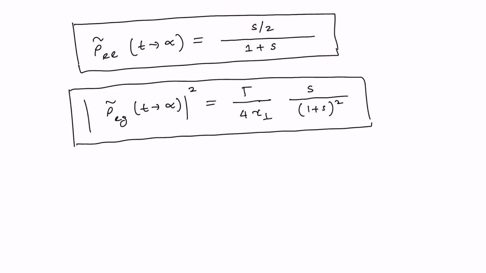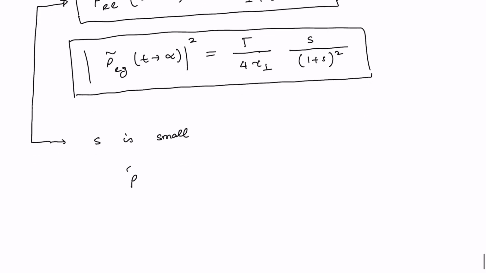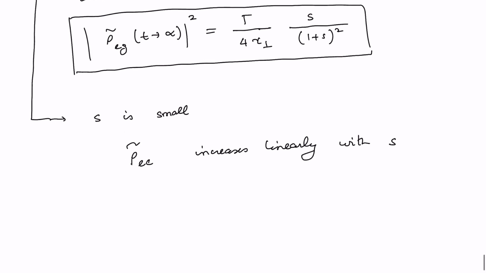Introduction of the saturation parameter is very useful because, for example, you can see from this expression that when the intensity is small, that means, as you know, S is directly proportional to intensity. When S is small, then the excitation rho tilde EE increases linearly with S when S is small.